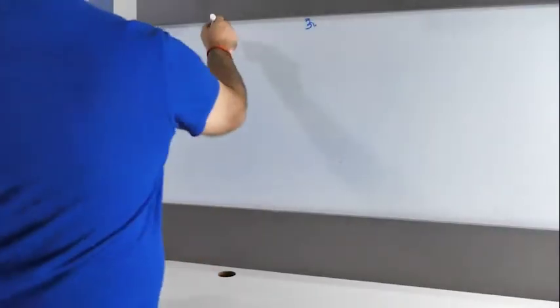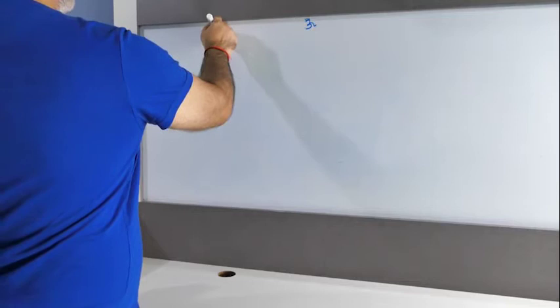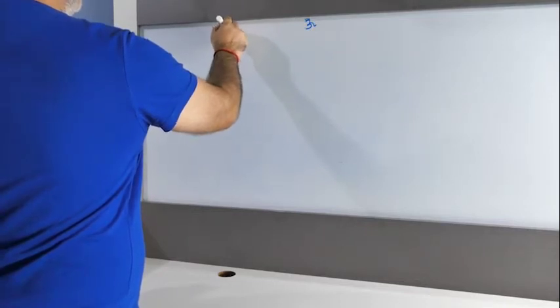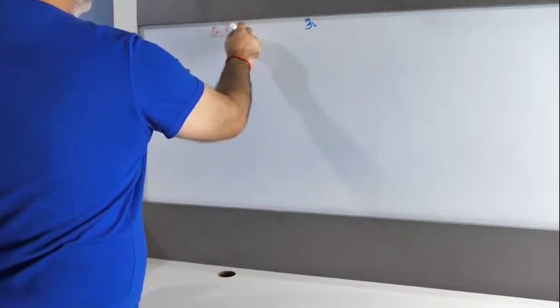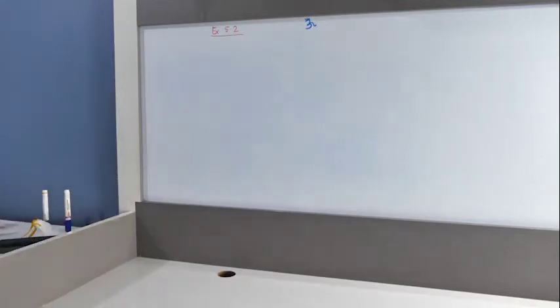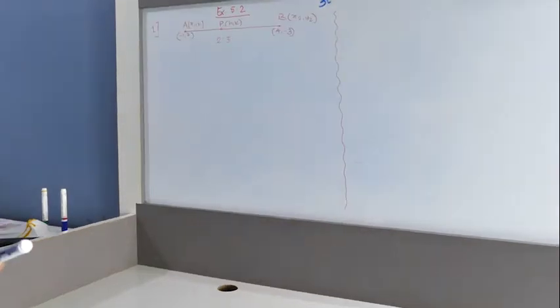So we will start with problems. Let's go to exercise 5.2. Now in exercise 5.2, the first problem says find the coordinates of point P if P divides the line segment joining the points this and this in the ratio 2:3.